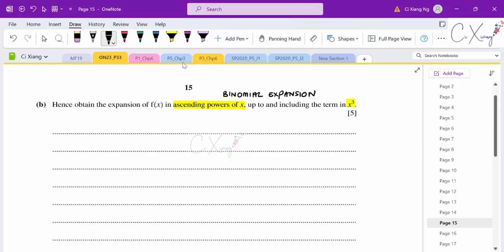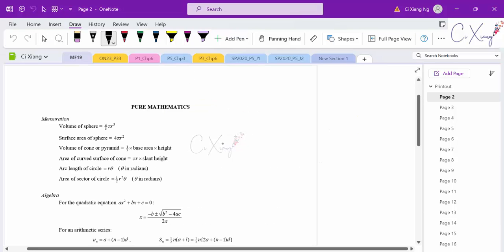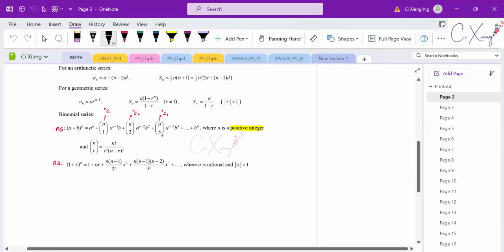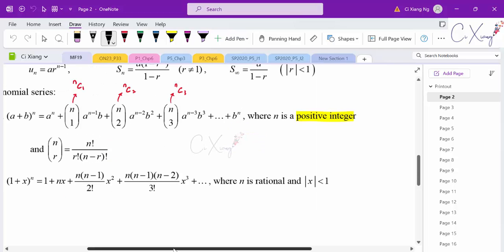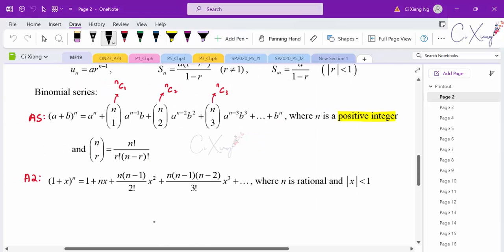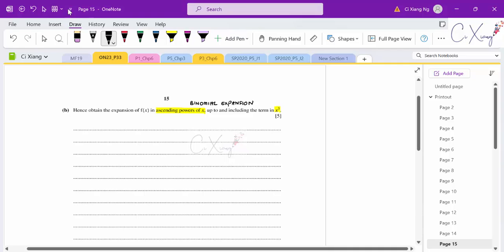Okay, so is the binomial expansion formula provided in the formula booklet? Yes. So it is on the second page here. So there are two binomial series or expansion formulas here. One is for AS, another one is for A2. So of course we are using the second one. All right, maybe you can try to remember this one. I copied it just now, and let's paste it here.